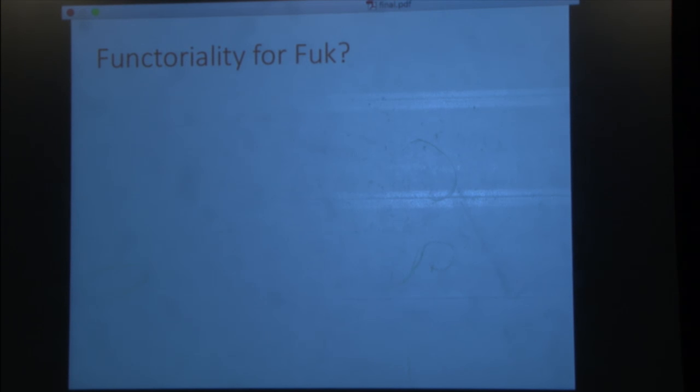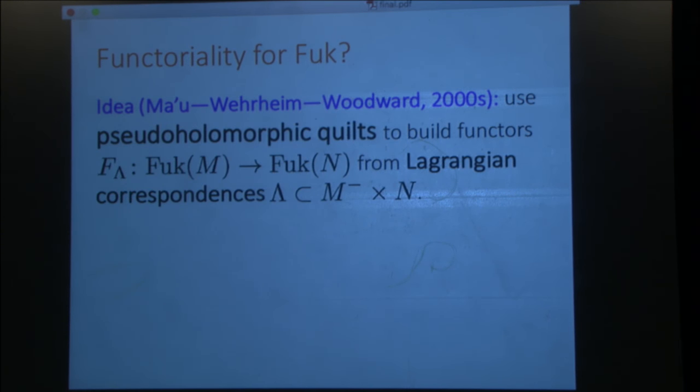Now, one obstacle to computation of the Fukaya category is that there's not an obvious notion of functoriality baked into the definition. So in a series of papers in the 2000s, Ma'u, Wehrheim, and Woodward proposed a way of dealing with that. They defined something called pseudo-holomorphic quilts, and they counted these things in order to build this machinery to take as input a Lagrangian in a product, a Lagrangian correspondence, and produce from that a functor from the Fukaya category of one of those manifolds to the Fukaya category of the other one.